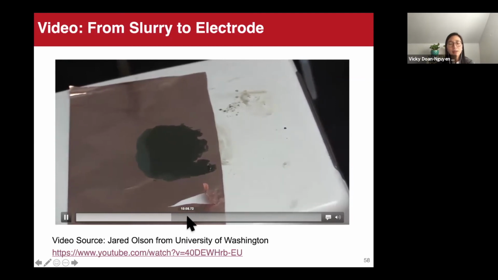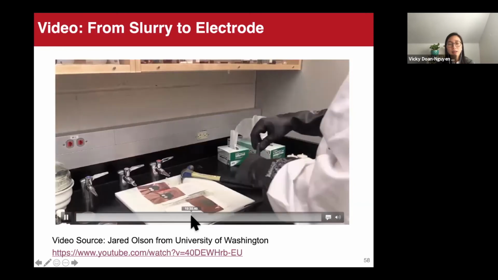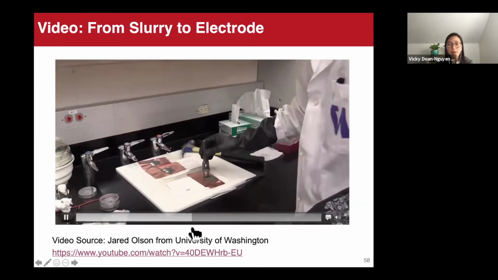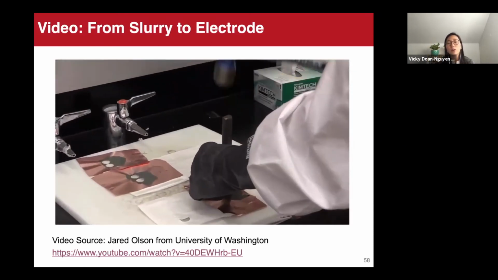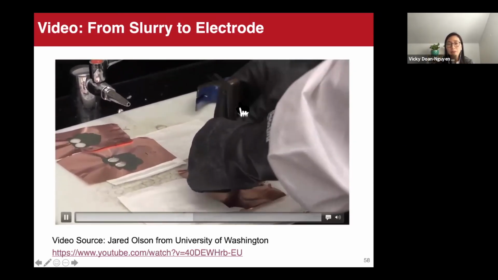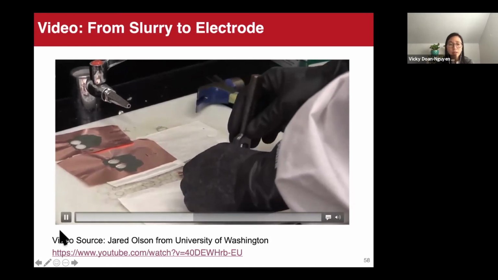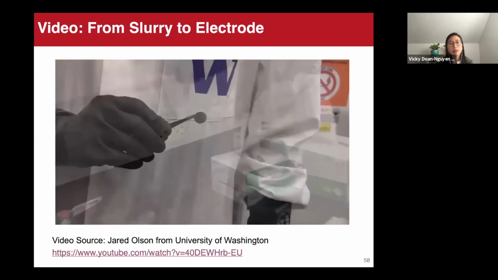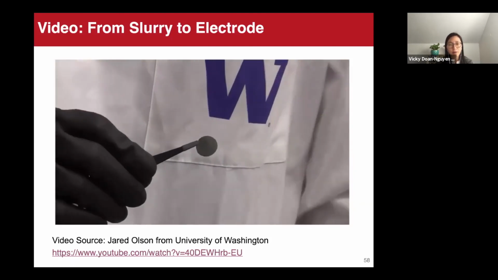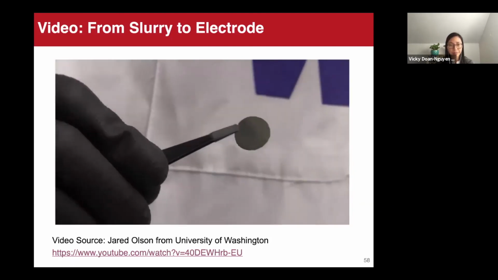And then there are a number of ways to punch out an electrode, either with a punch where you can just pull it down, or here with just a hand punch that you can just hammer out. So nothing too fancy. And there you have it, an electrode that's ready to go for assembly.